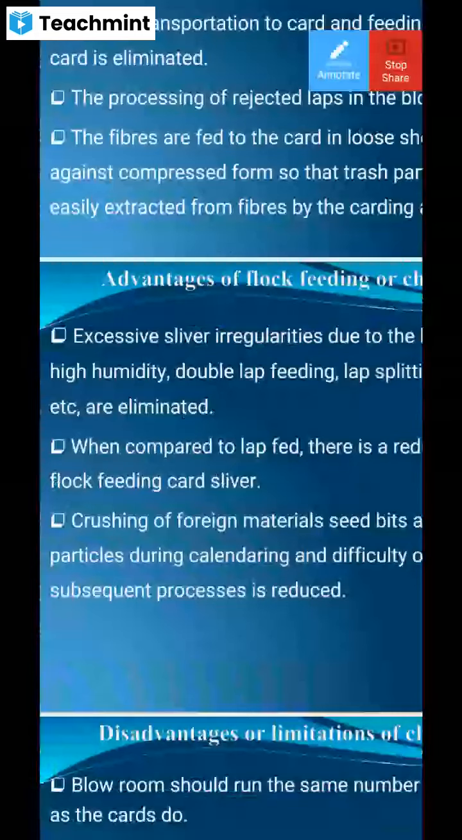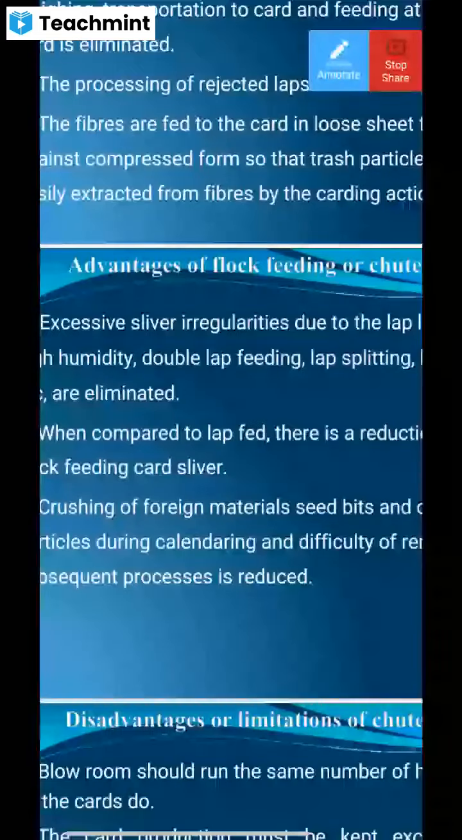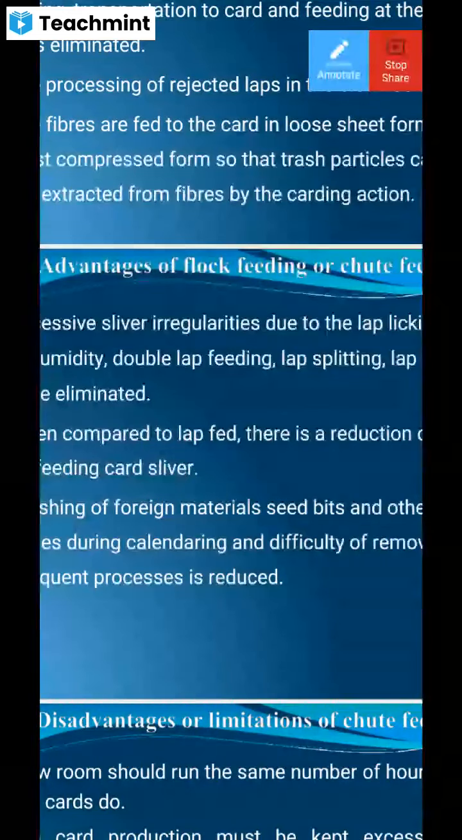Nowadays, auto levelers are available in carding, so the double lap is 100% eliminated. But in non-auto leveler carding and the lap feeding system, the double lap may occur. That means 400 grams per yard is the weight of the lap. Suppose double lap means 800 grams per yard. That is a very big irregularity. So avoid the double lap feeding by the chute feed or flock feeding system.